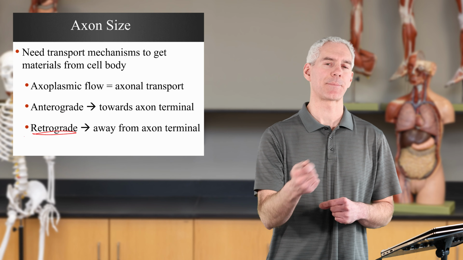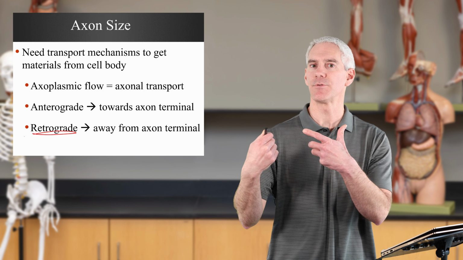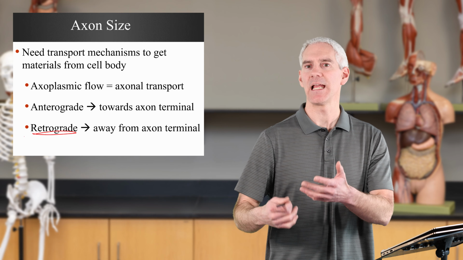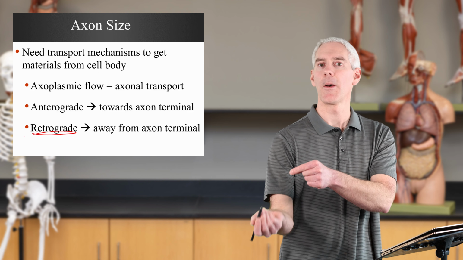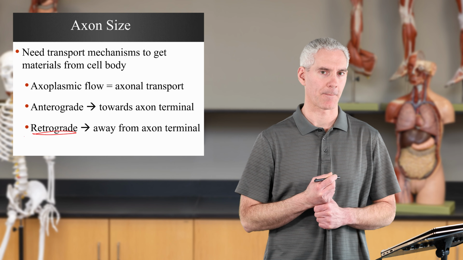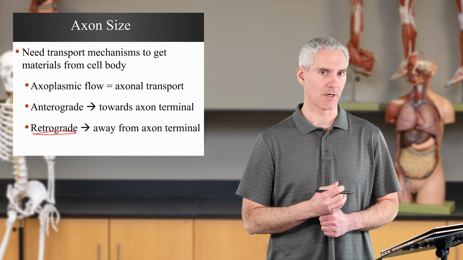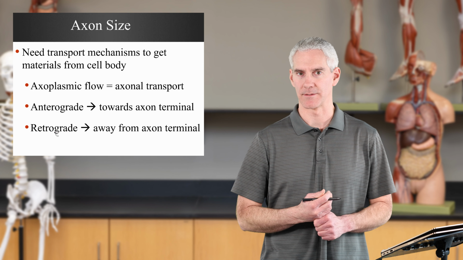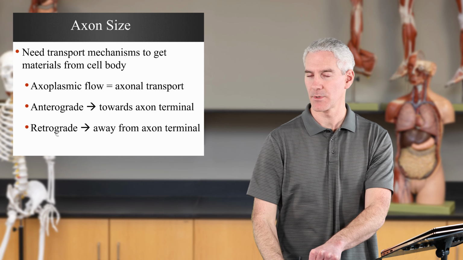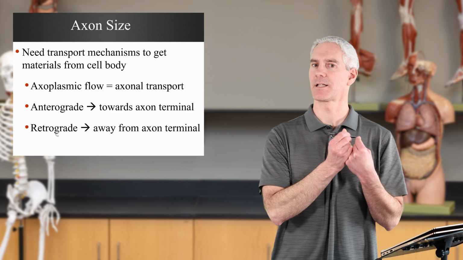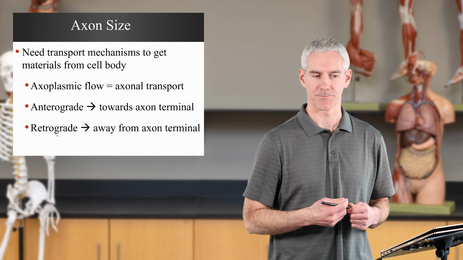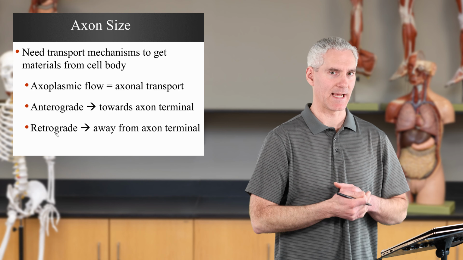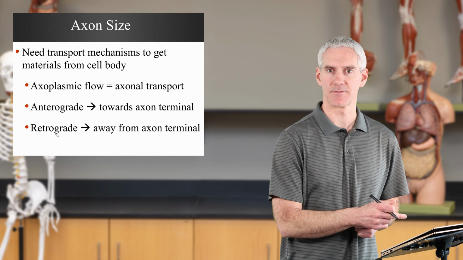Retrograde is the opposite direction. It's bringing the recycled components, the waste, the other unused particles, whatever. It's bringing it from the axon terminal back up to the cell body. So this axoplasmic flow is going to be either anterograde or retrograde, moving towards the axon terminal or coming back from the axon terminal back up to the cell body. So transporting whatever is necessary up and down the axon. A very unique, specialized flow here.